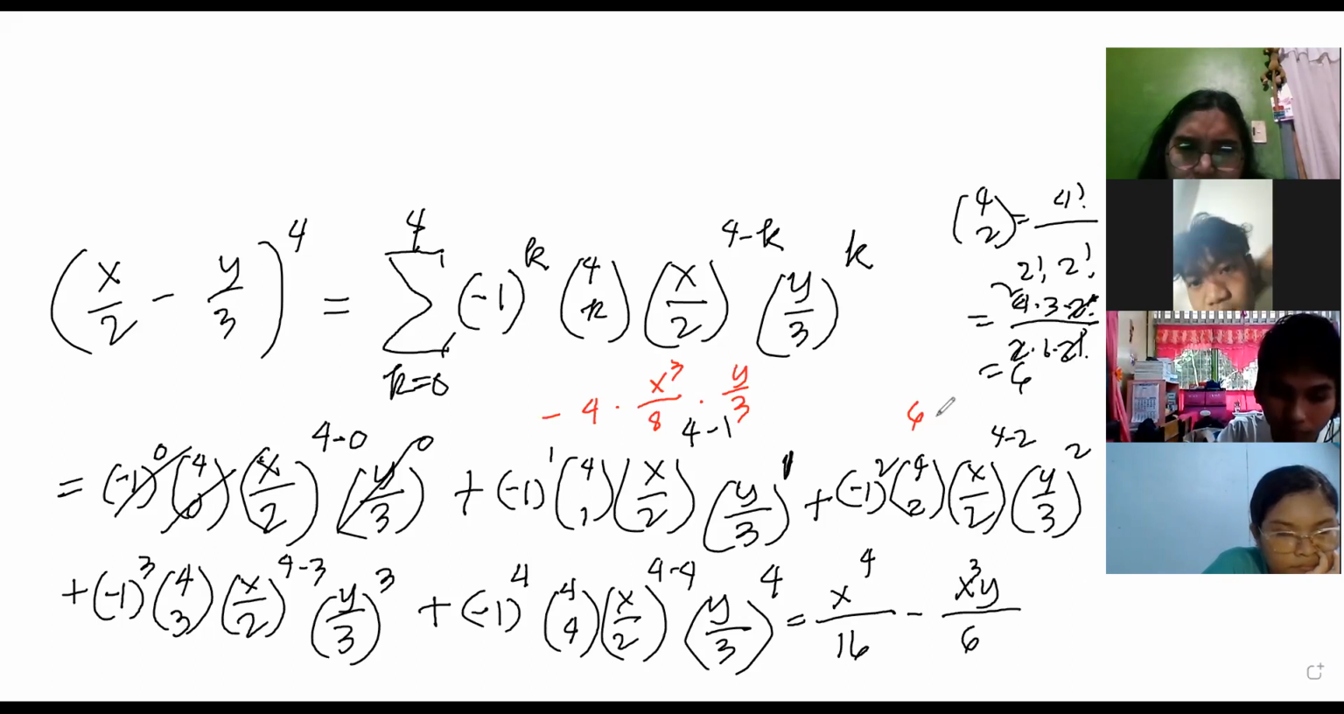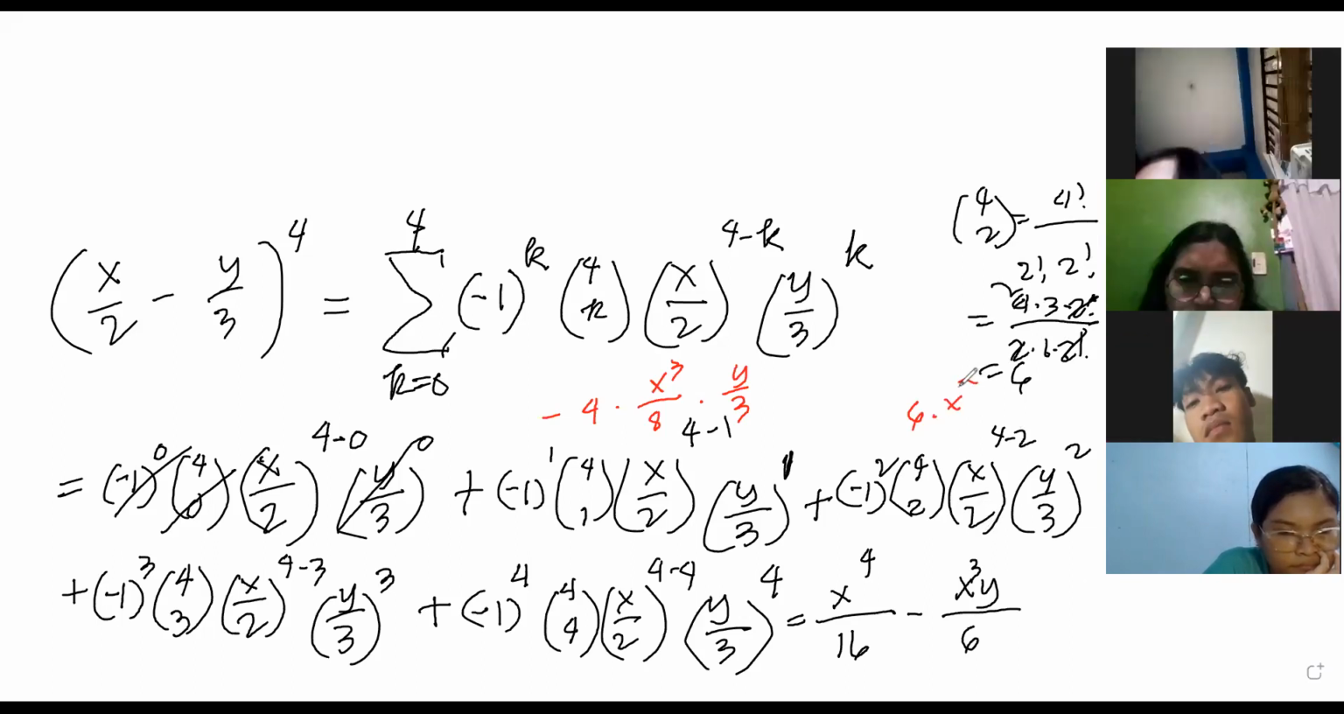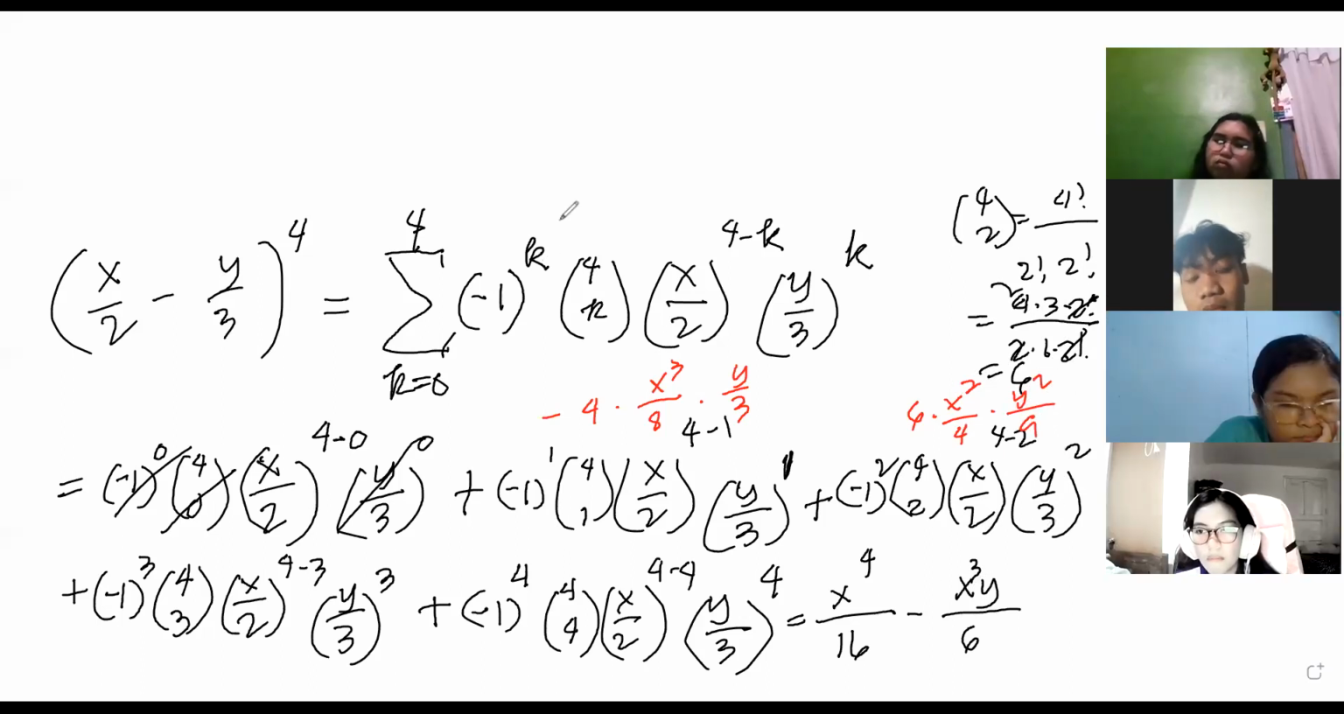Squared, so it is just x squared over 4, right? Squared, so it is just y to the power of 2 over 9. Agree? Agree, class? Can you reduce? It will be 3, it will be 2. So your answer should be 3x squared y over 18. Right?